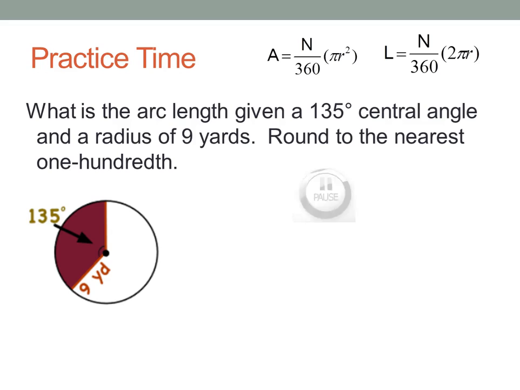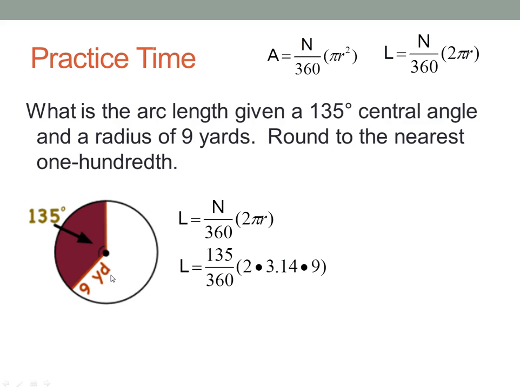Alright, let's see how you did. So you should be using this formula. Arc length equals central angle over 360 times 2 pi r. So what is n? N is the central angle, which is 135 degrees, and r is 9 yards. So we'll substitute those numbers in, and we're going to change pi to 3.14, and that you're just going to have to memorize. All right, so pi is 3.14.